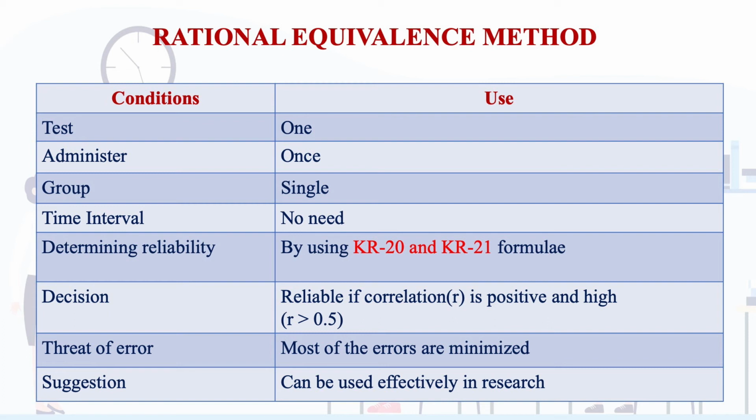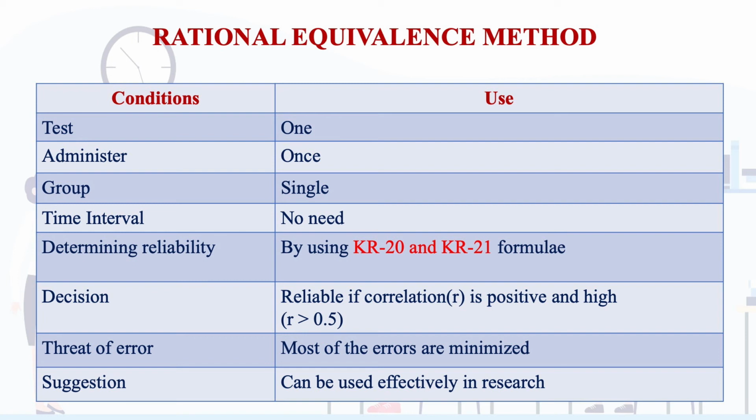So here for determining the reliability in the rational equivalence method, you can use two methods, called the KR20 method and the KR21 method, okay. So you may ask me what is KR20 and what is KR21. KR means Kuder and Richardson. Kuder and Richardson are two psychologists. They developed a formula, and that formula number is 20, okay. So keeping in consideration the name of the psychologists or test specialists and the serial number of the formula, it is very popular, the formula called KR20 and again the KR21 formula.